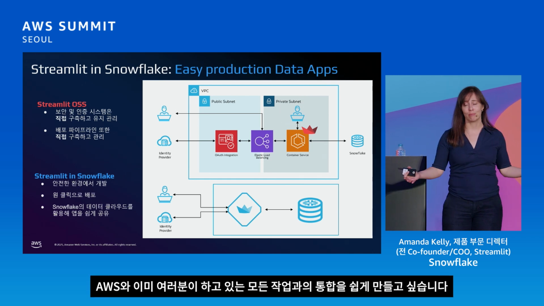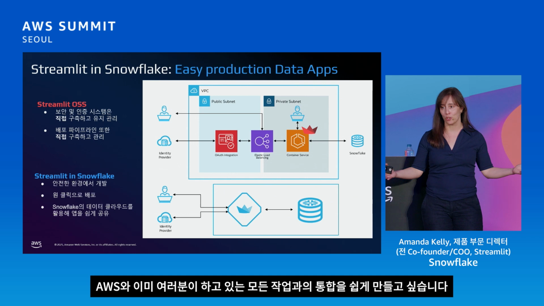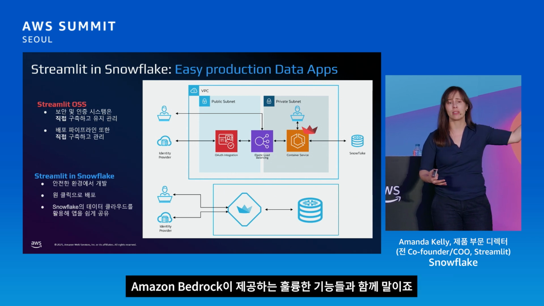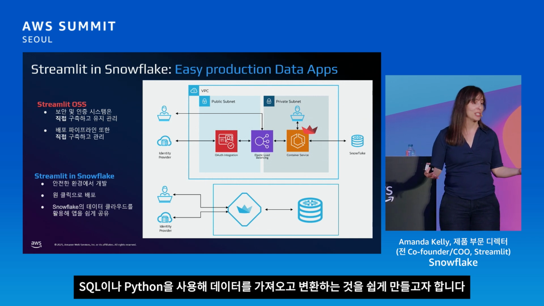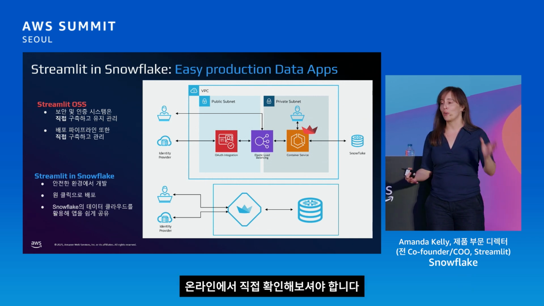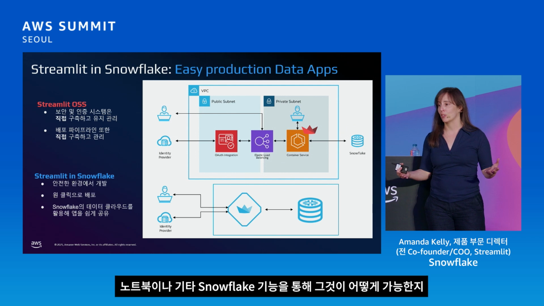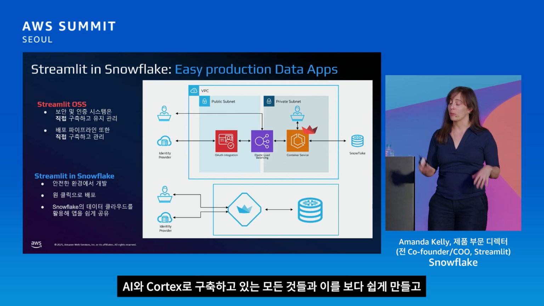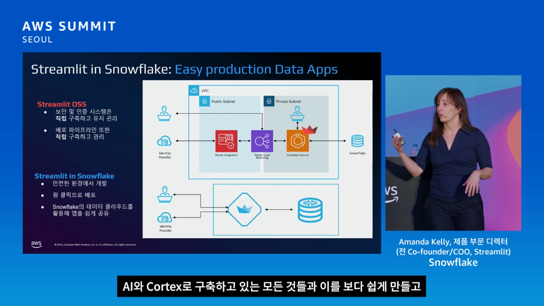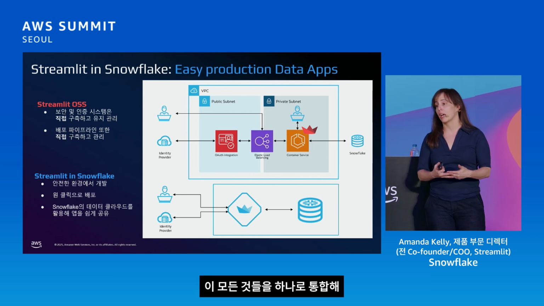We want to make it easy to integrate with AWS, with everything that you're already doing, where your data is already located, with the great things that Amazon Bedrock is offering. We want to make it easy to get in and transform with SQL or Python, right? And you should go and look online. There's amazing demonstrations of how you can do that in our notebooks and other things with Snowflake. And then we want to make it easy with Streamlit, but also everything that we're also building with AI, with Cortex, to all of a sudden just bring that all together, right?